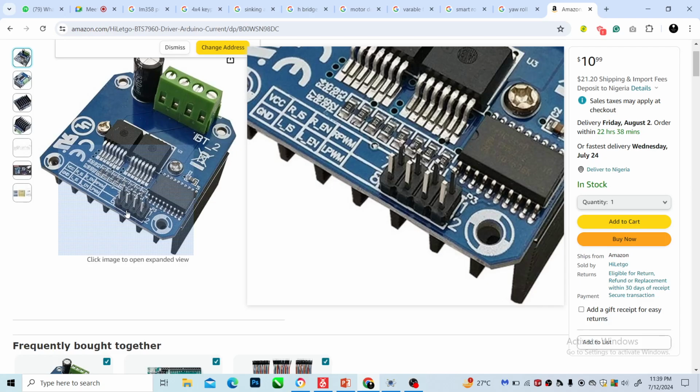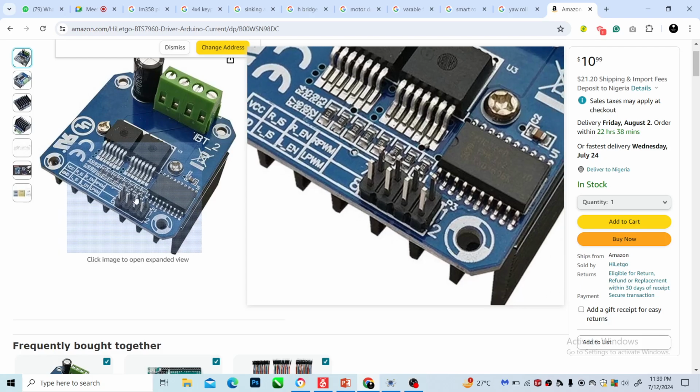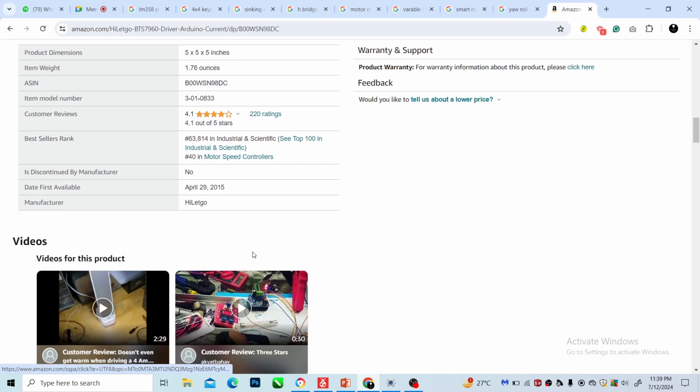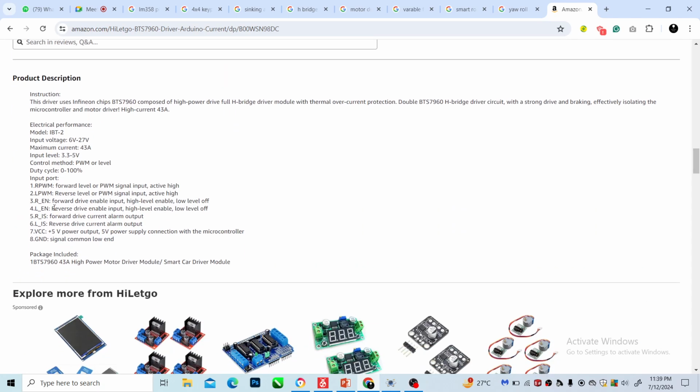So what we have here is that if we now look at all these 8 pins, this is a very big motor driver. It's not a small motor driver at all. If I go down, it's clearly said here, PWM talks about forward level PWM signal is actively high. This value is actually an analog value that works between 0 and 255. I believe that's 8 bits, and 255 means maximum power. You understand? That's the duty cycle, while 0 means 0 power.